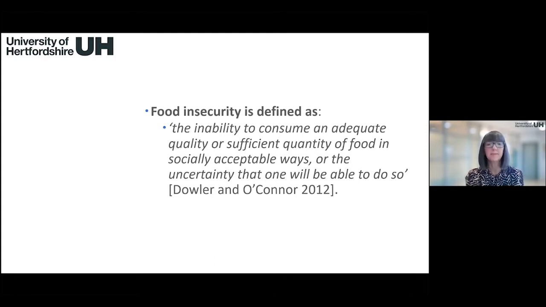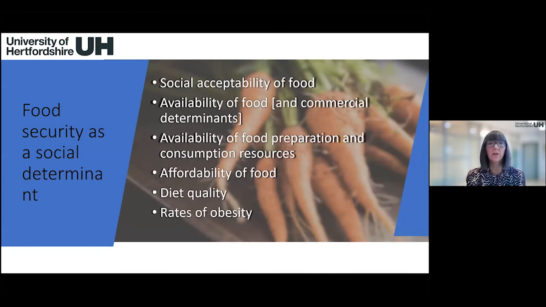Next slide, please. So food security in terms of being a social determinant covers things like the social acceptability of food, the availability of food and its commercial determinants, the availability of the resources you need to prepare and consume food at home or other settings, the affordability of food, diet quality, and rates of obesity. And I'm going to go through these now.